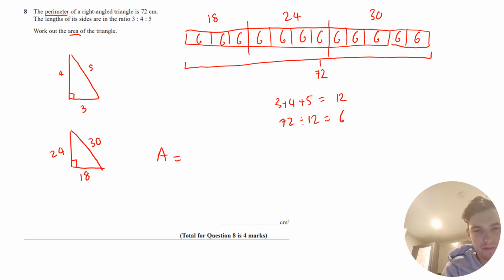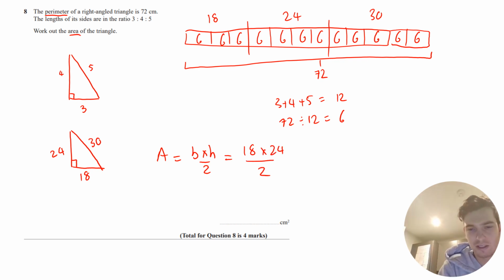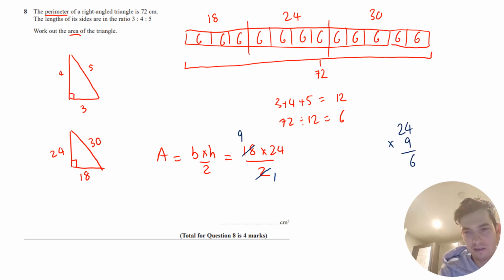So area is base times height divided by 2. So 18 times 24 divided by 2. Let's just make it a little bit easier. Divide this by 2, so 24 times 9. 18 plus 3 is 216.